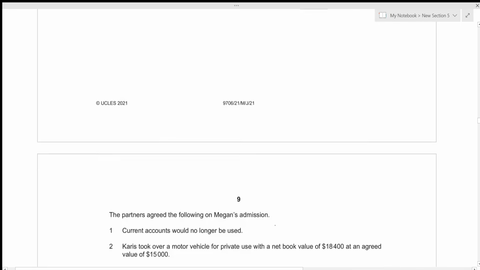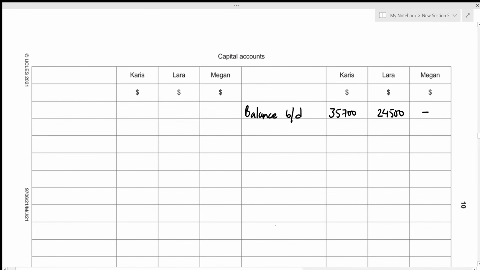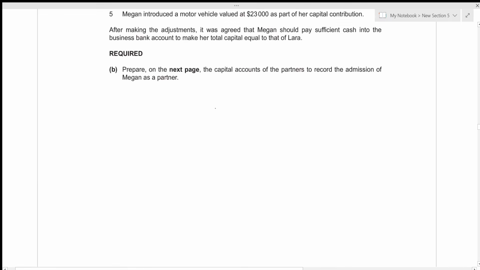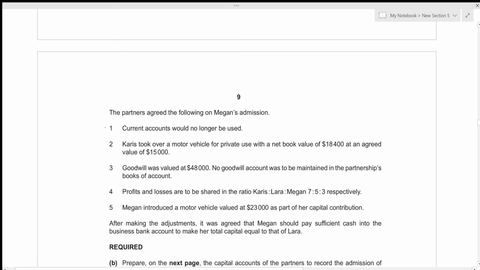So let's write that down. We have current account, which increases the capital account balance for Karius, and that is the amount of 3,110. Whereas we have the balance of 540 for Lara's current account, which decreases her capital balance. So that's going to be 540. All right, so we've made use of the first information. Let's look at the second one.